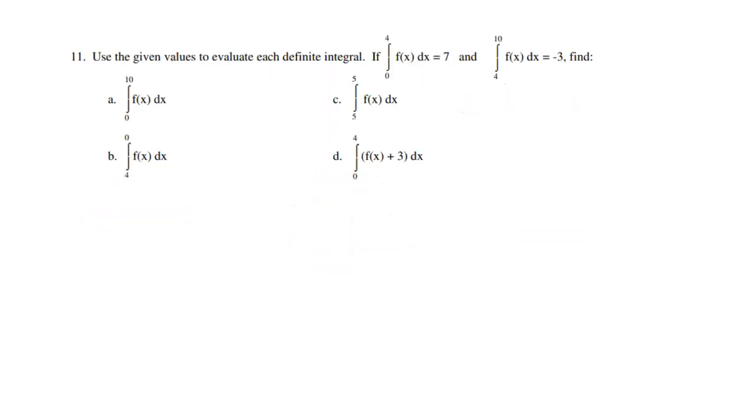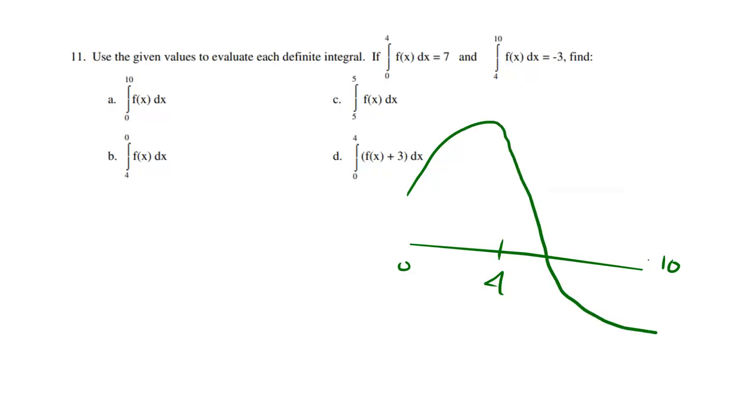All right, we talked about these ones a little bit in class. I might just draw a little sketch because, hey, this is meant to be instructional. Okay, and then 10. So let's say we have something like this. So we know the area from 0 to 4 is equal to 7. And we know the area from 4 to 10, all that added up, is equal to negative 3.